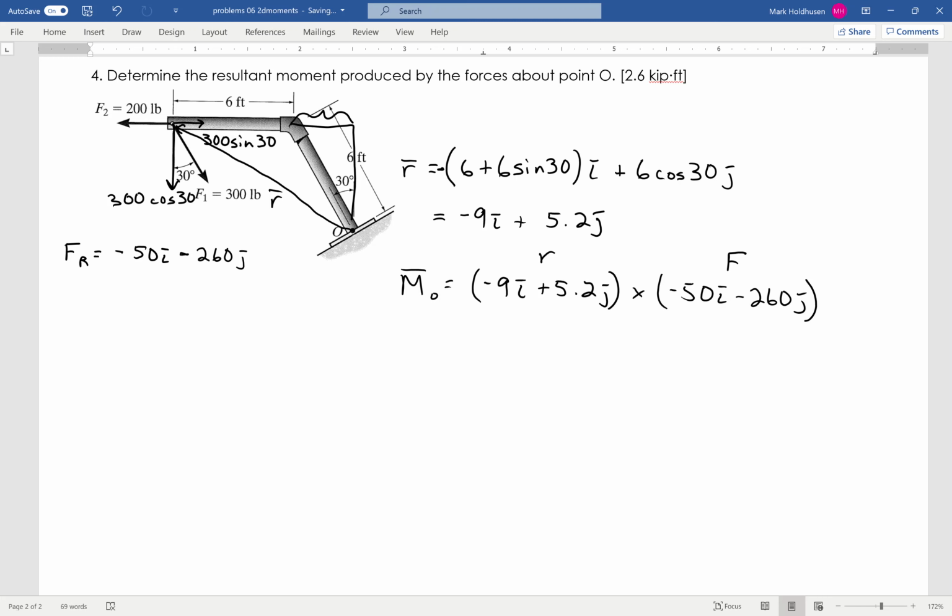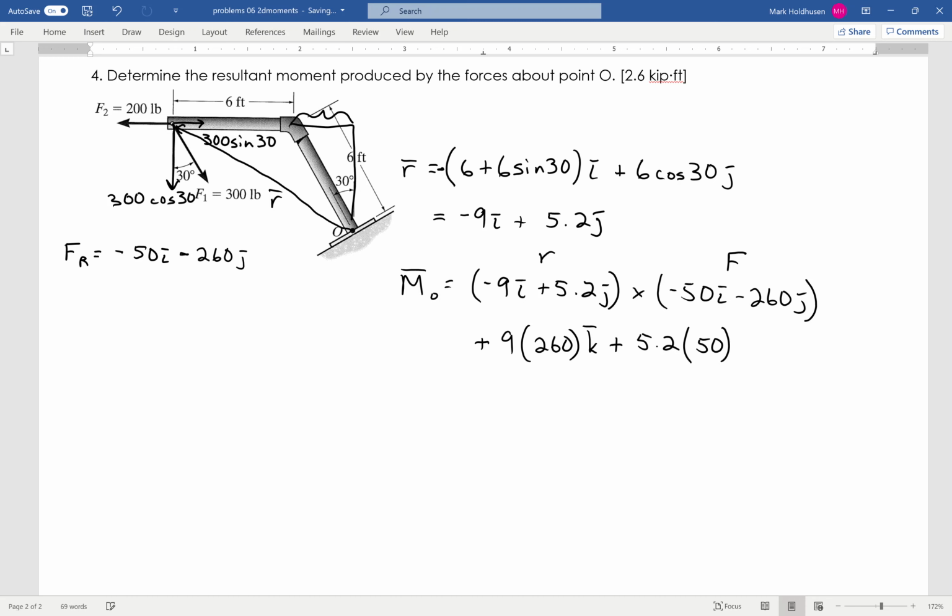So I cross I is 0. Negative I cross negative J, I'm sorry, gives me a positive K. So I get plus 9 times 260 in the K direction. Okay, J cross J is 0, but then I get J cross negative I is also a positive K direction. So I get plus 5.2 times 50.